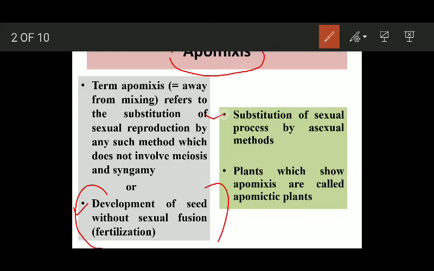So it is obvious that in apomixis, sexual reproduction is substituted by asexual methods. असल में जो asexual reproduction है, that is apomixis. याद रखना, okay। Substitution of sexual process by asexual methods, it can also be called as apomixis, okay। This is another way of defining apomixis. The plants which show apomixis, they are called as apomictic plants. वो plants जिनमें apomixis होती है, they are known as apomictic plants.